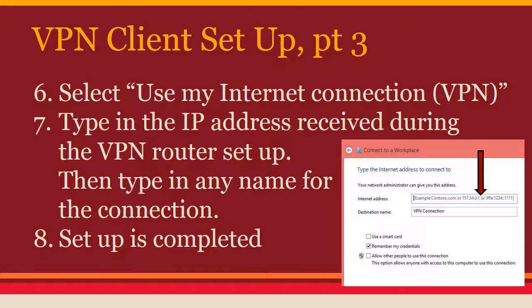You can then use the "Use my Internet connection (VPN)" choice, and you'll type in the IP address of the gateway. That's going to be the home address, or if you had a web address like cisco.com, you could use that. In this case, we had an IP address from when Zach set up the VPN. And then you can type any name that will help you know what connection this is. And your setup is complete there.